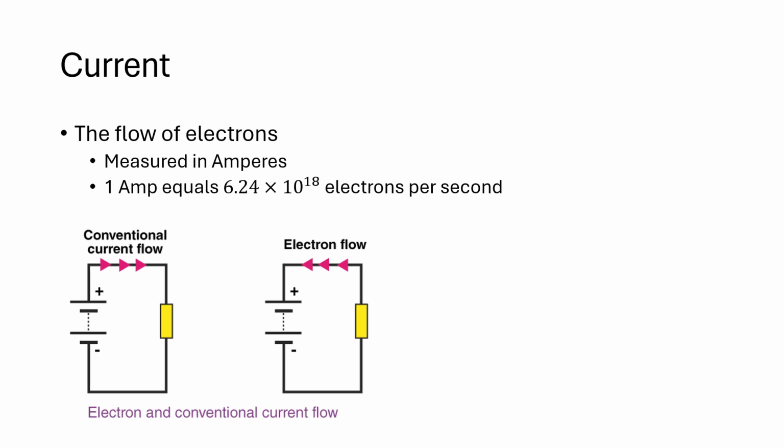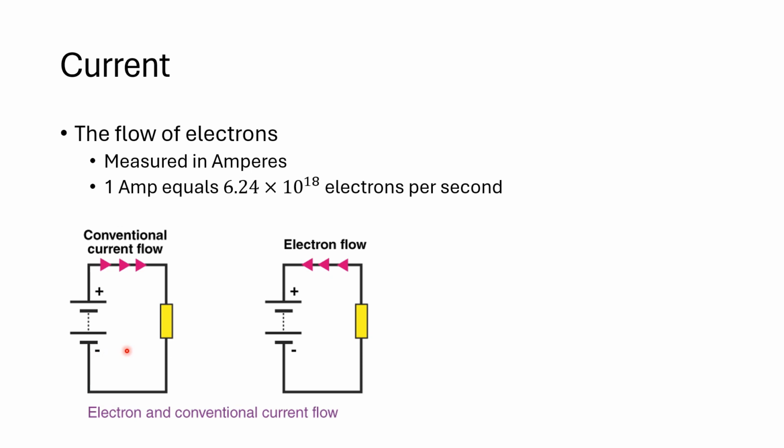C-O-U-L-O-M-B. It's a weird word to spell. Now, when we look at current and we use it in math, we're looking at the flow of electrons from the positive side through our wires, through some type of load like a motor or a light bulb, something that's going to use that power. So we're watching the electrons flow from the positive side through that load and back to the negative side.